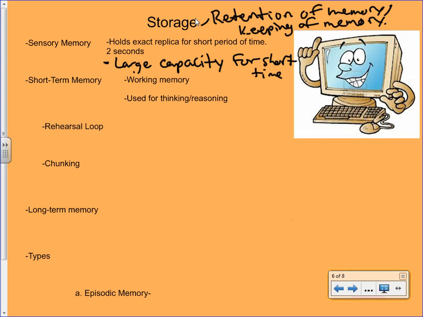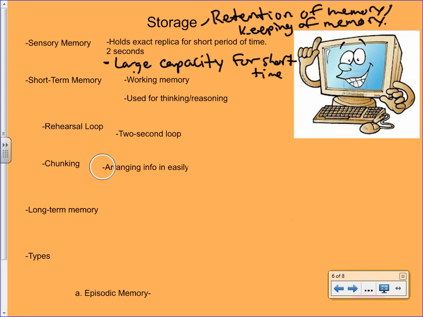A couple of concepts that we need to talk about under short-term memory. A rehearsal loop. A rehearsal loop is the amount of information that we can rehearse in 2 seconds. Commonly, I always think of the telephone number example, where somebody tells you a telephone number and you repeat it as fast as you can a couple of times to try and remember it.